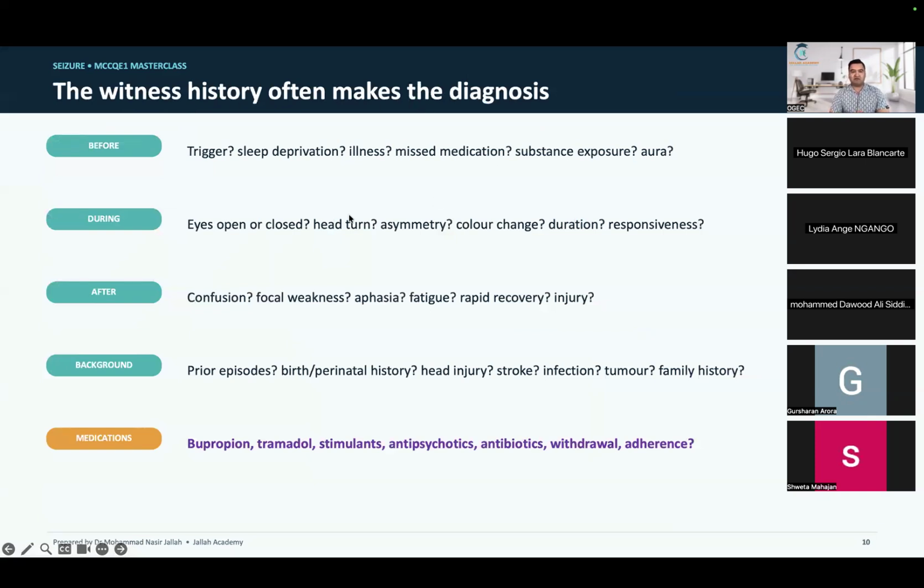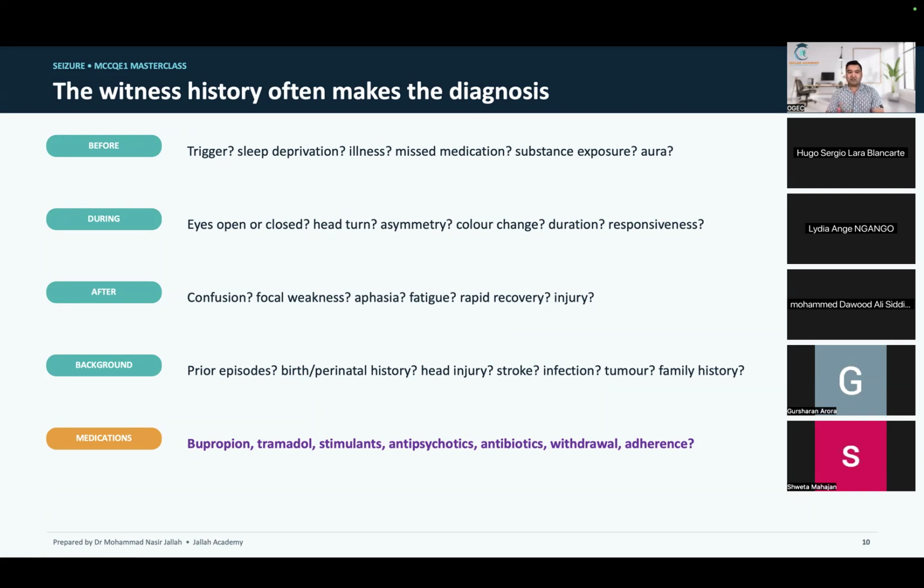So something that we need to keep in mind is that it might be an MCQ1 question, and it will definitely be part of the NACOSKI station as well. So in MCQ1, if they ask you who is giving you the most reliable history, it will be the witness. Okay, the answer will be the witness.